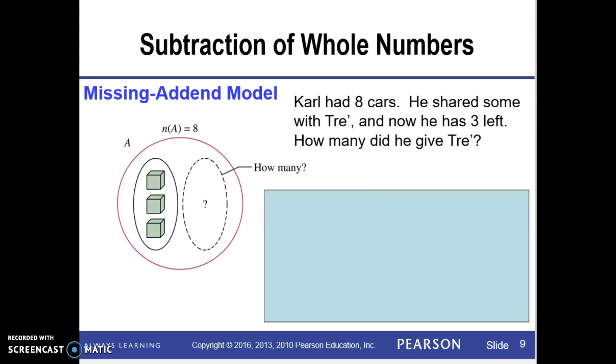Okay, so let's go back to our friend Carl and his friend Trey. So in this case, Carl had 8 cars. He shared some of them with Trey. We don't know how many. All we know is that he had 3 left at the end. So the question is, how many did he give Trey? So I might start off by putting down 3 blocks and then counting upwards until I get to 8. I might put block, block, block, block, block until I get to 8. And the extra blocks that I put down, that's going to be the answer to the question.